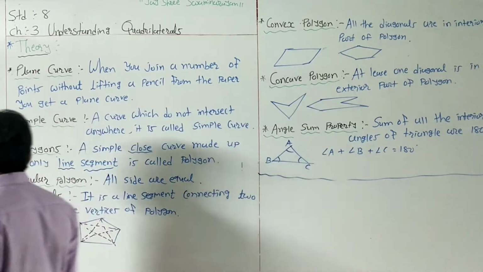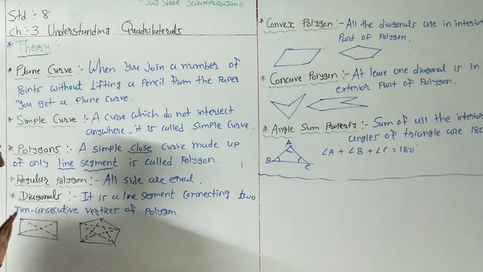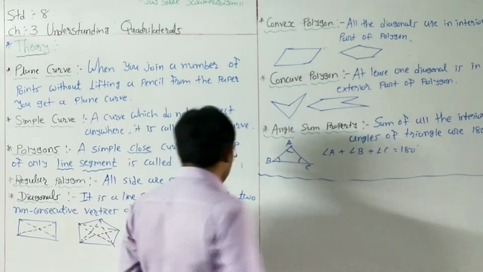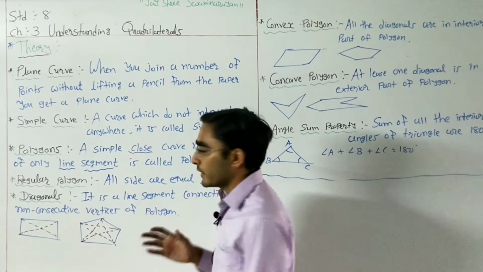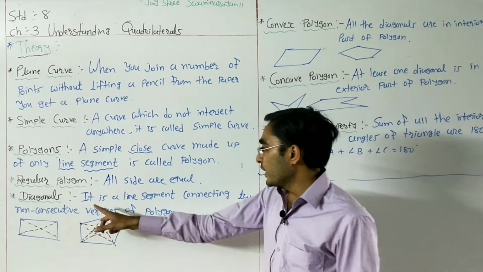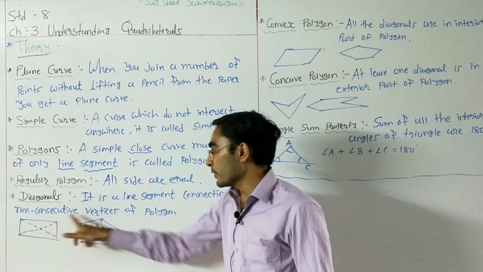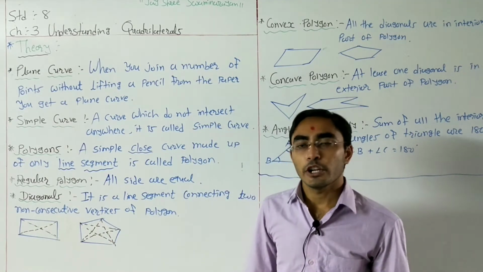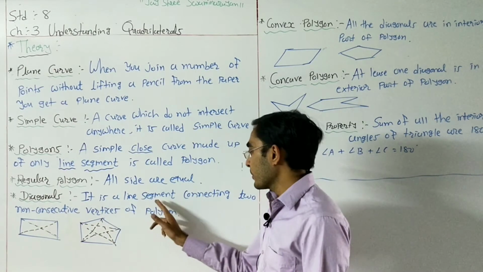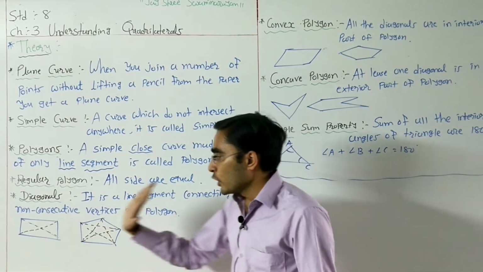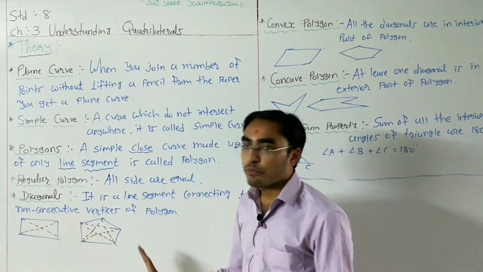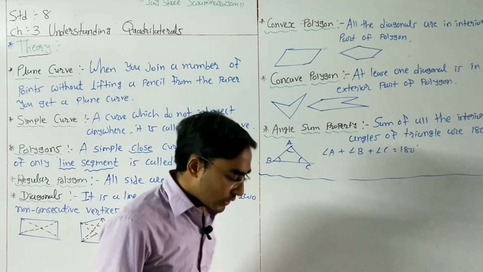Okay, the next is diagonals. Now, diagonals means what? It is a line segment connecting two non-consecutive vertices of a polygon.